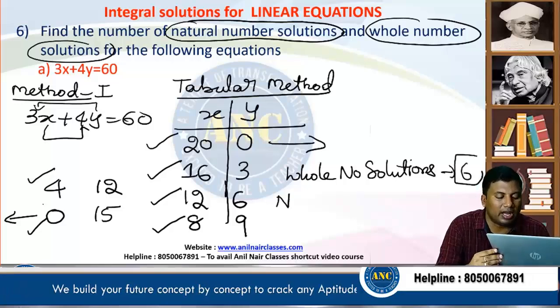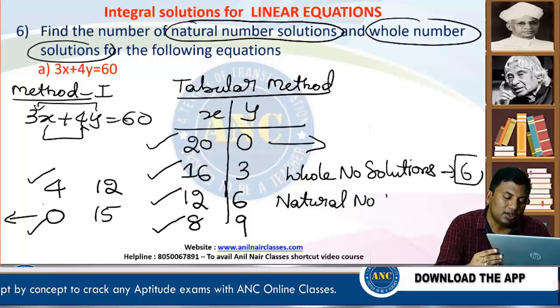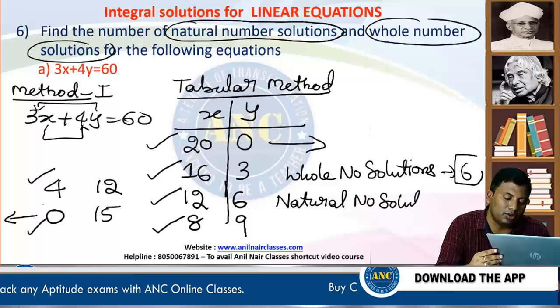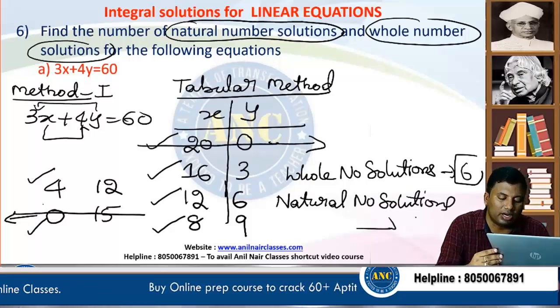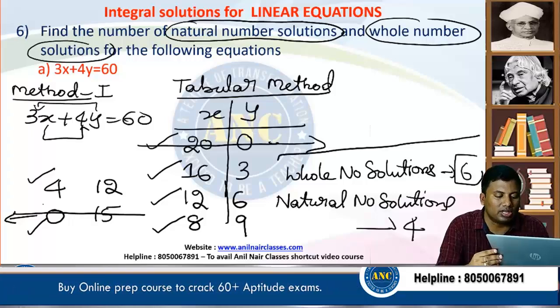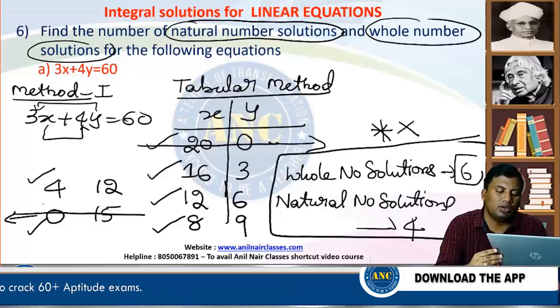What do you mean by natural number solutions? Natural number solutions means the 0 cases should be excluded. This case is excluded, this case is excluded. Natural number solutions is 4. Whole number solution is 6. Natural number solution is 4.